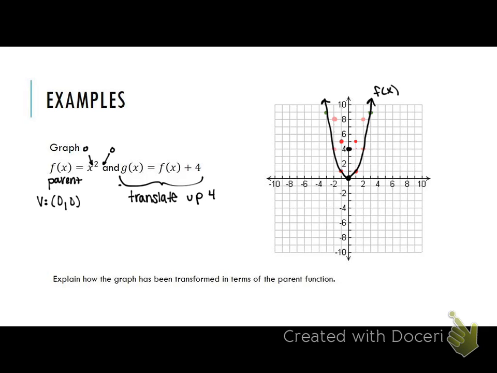Because this tells us, listen to why. This tells us that the new graph, g of x, takes the graph of f of x, which is x squared, and moves it up 4. Do you guys see how to read this? So our new graph, g of x, takes our old graph, f of x, which is x squared, and translates it up 4. So that's why that is happening that way.